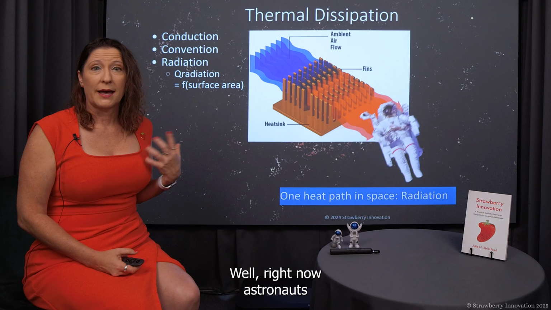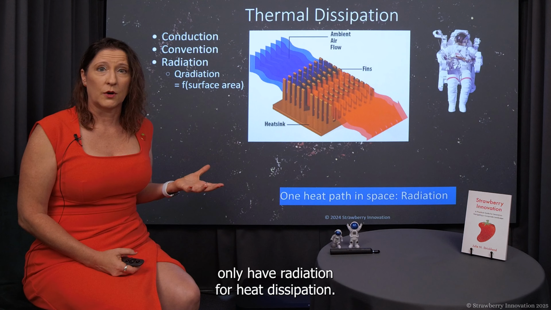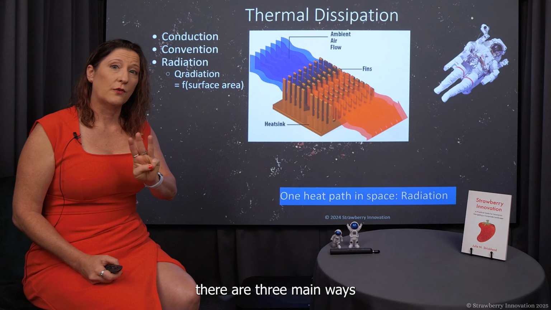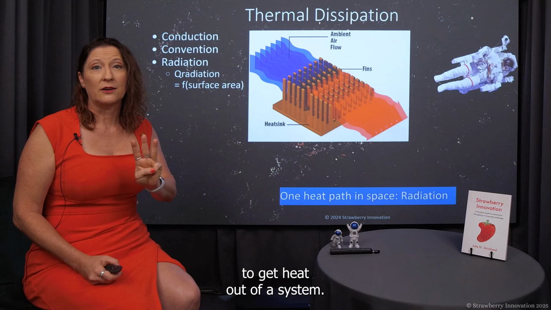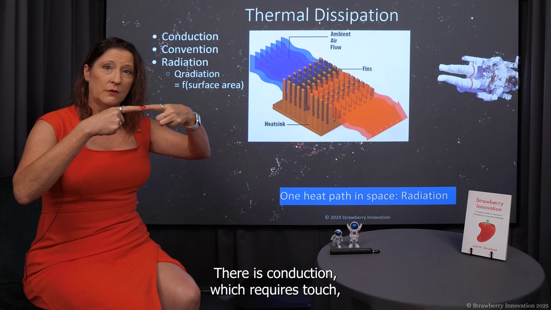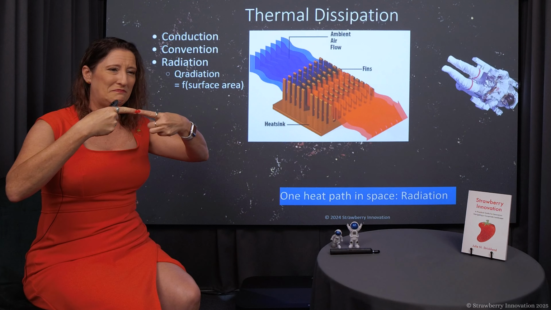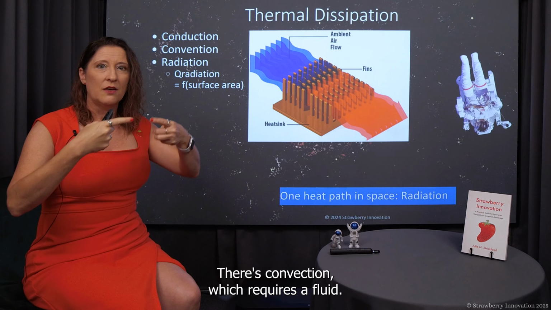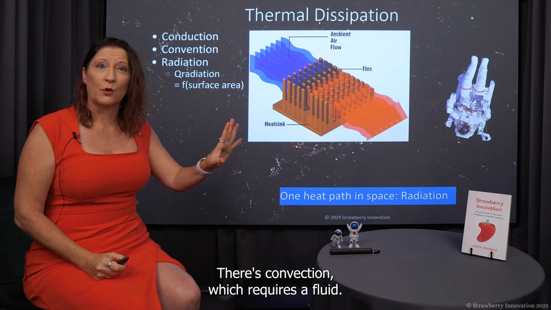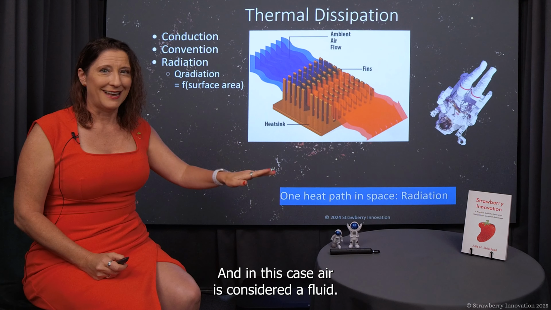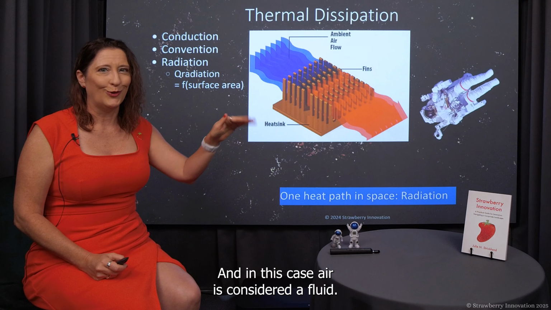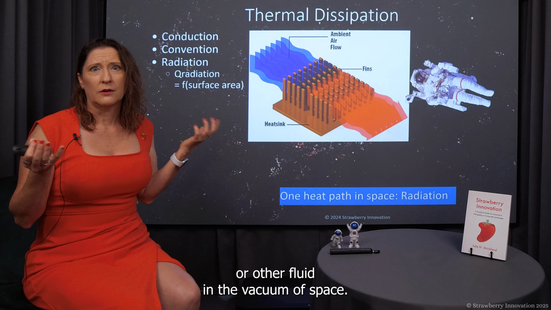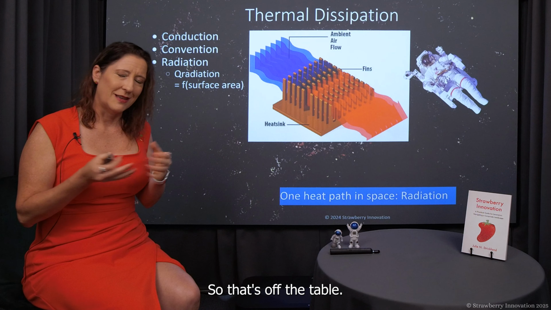Well, right now, astronauts only have radiation for heat dissipation. Let's talk about that for a minute. In physics, we learned that there are 3 main ways to get heat out of a system. There's conduction, which requires touch. Out in the vacuum of space, there's nothing to touch, so you can't do conduction. There's convection, which requires a fluid, and in this case, air is considered a fluid. Physics is fun like that. Well, there's no air or water or other fluid in the vacuum of space, so that's off the table.